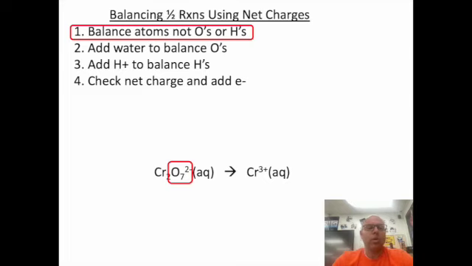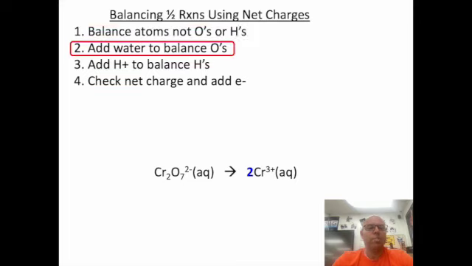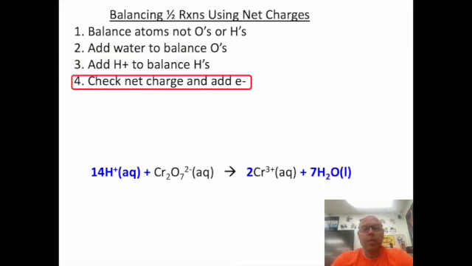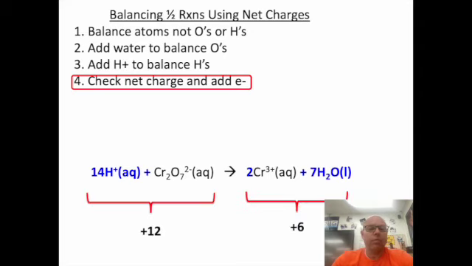Balance the atoms that are not O's and H's, so I don't care about the O's. 2 Crs, done. Add water to balance O's. I've got 7 O's there, so I add 7 waters. I've got 14 H's, so I put in my 14 H's. And now I check the net charge. On this side, I've got a +12. On that side, I've got a +6.